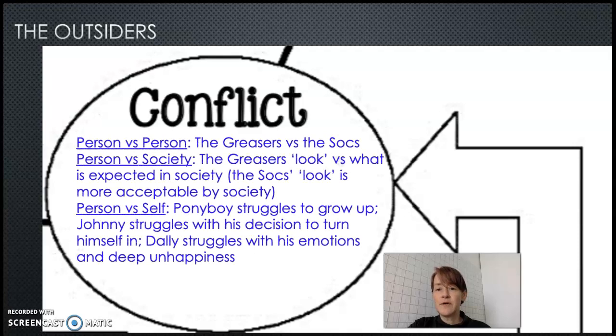We have person versus person, and that's of course the greasers versus the socs. We have person versus society, and that is the greasers' look versus what is expected in society, and the socs' look is more acceptable by society. This is the physical description of the greasers when I say their look. Then we have person versus self. Ponyboy struggles to grow up and accept the circumstances in which he lives. Johnny struggles with his decision to turn himself in after having committed the crime, and Dally struggles with his emotions and his deep unhappiness. So those are some examples of conflict. You might be able to find more.